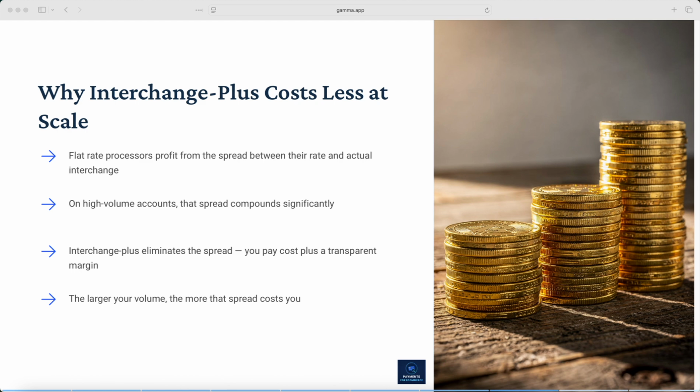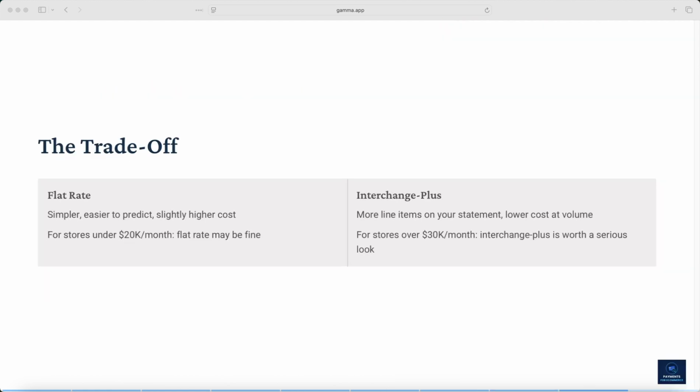Interchange Plus eliminates that spread almost entirely. Your processor makes the same fixed margin whether you're doing $10,000 a month or $1 million a month. There's no incentive for them to keep you on a higher rate because their margin is already transparent and fixed. The larger your volume, the more the flat rate model works against you, and the more Interchange Plus works in your favor.